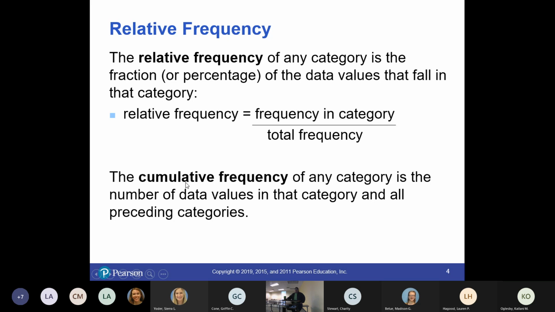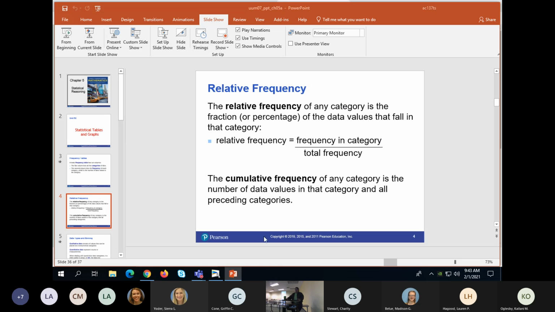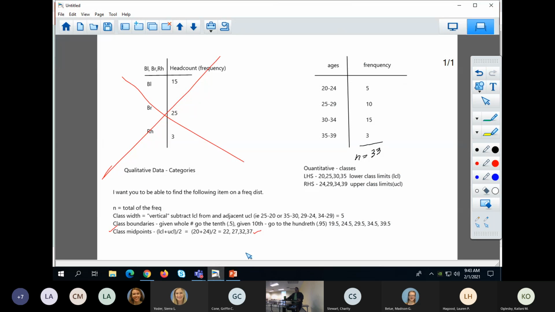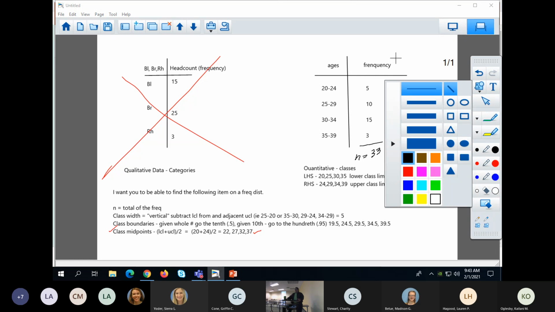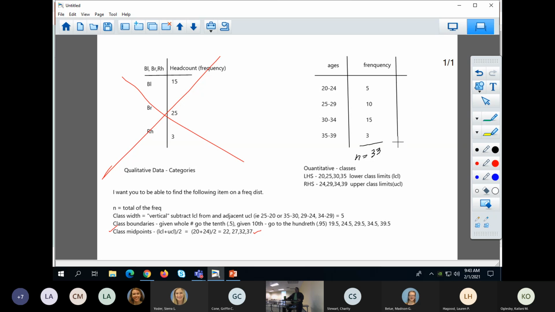Cumulative frequency, to this day, I still don't understand what it's used for. It's useless, but I'll show you how to do it. In fact, let's go to our whiteboard, and let's do the relative frequency for this one right here. And we'll call it relative frequency.